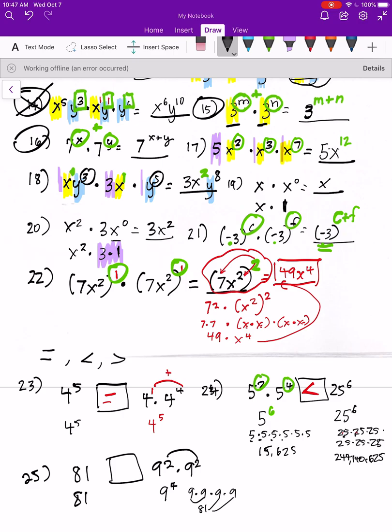What's going to be bigger? Well, here's 81 right here. That's only 9 squared, only 2 of them. So without ever using my calculator, I can just use my reasoning skills and say, yep, that one's bigger.